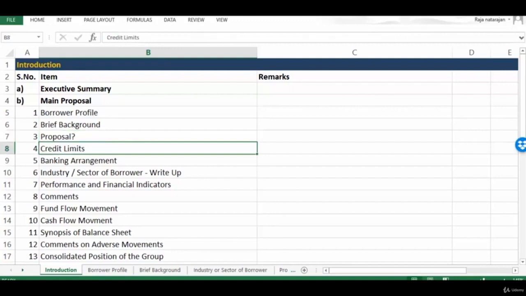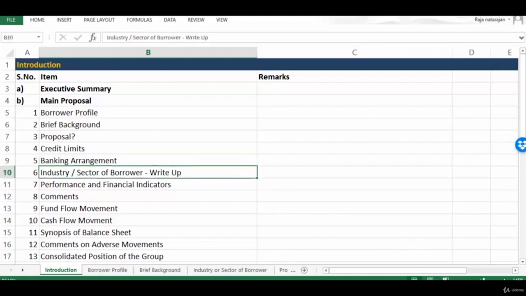Then you will have a table called credit limits, where you will be capturing what are the existing credit facilities availed by the borrower with your bank as well as with other banks, and what is the proposed one. Okay, so what is the overall enhancement, so that the sanctioning authority also will get a complete understanding of his borrowing position. Then banking arrangement, whether he is banking only with your bank, sole banking, or whether he has gone for multiple banking, consortium and all. So all those will get captured here.